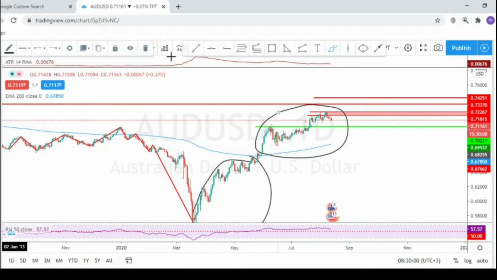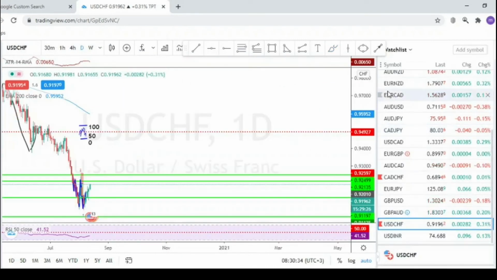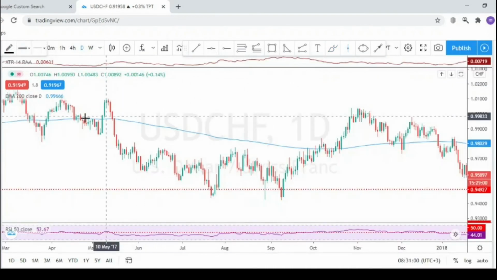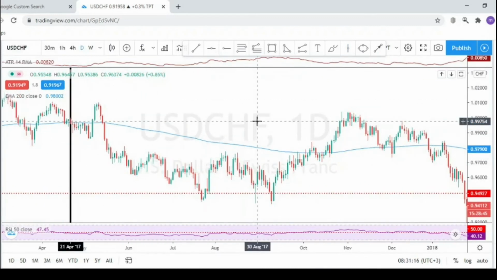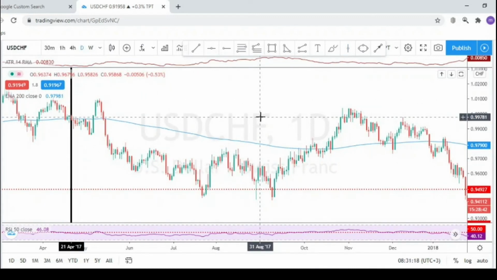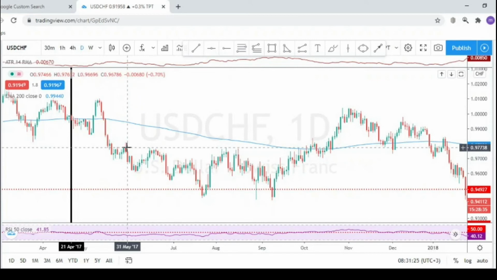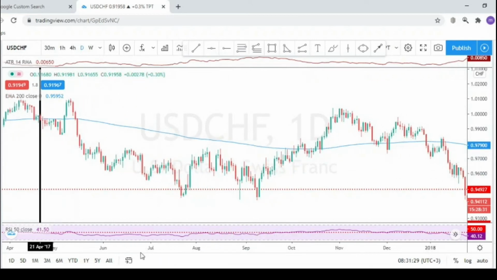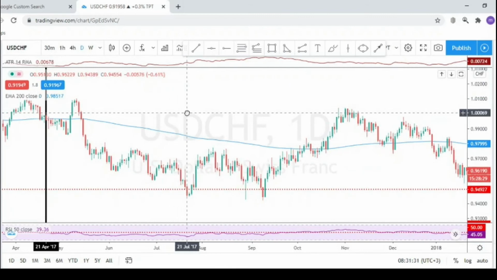Let's look for another pair and let's see how this strategy works. Dollar Swiss. Let's just begin from here. It's trending below 200 EMA. So what do you do? Wait for the pullback and look for your entry reason. That could be any simple price action pattern. Then you enter the market.